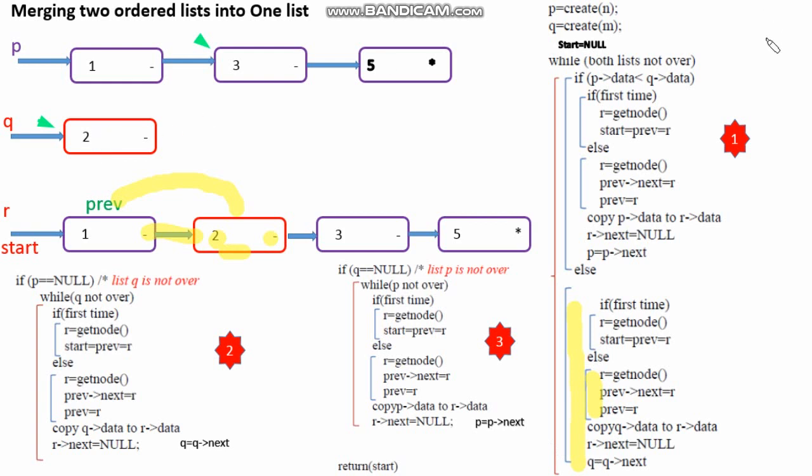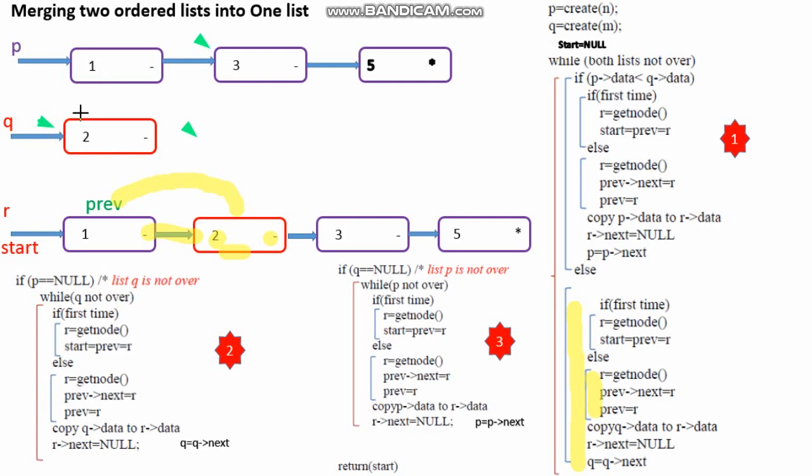So Q now advances and reaches outside, which means it is outside the list. So in a way one list is over, Q is over. Okay, so these are two possibilities.